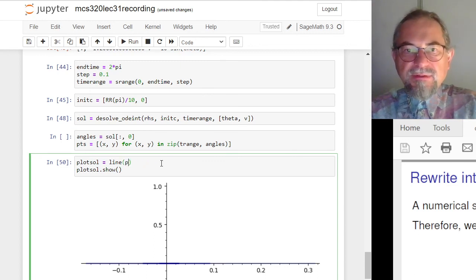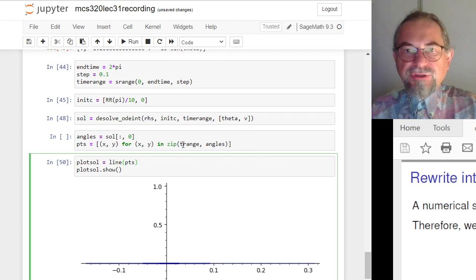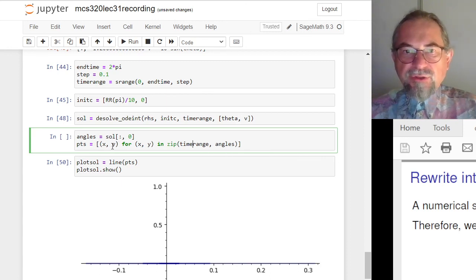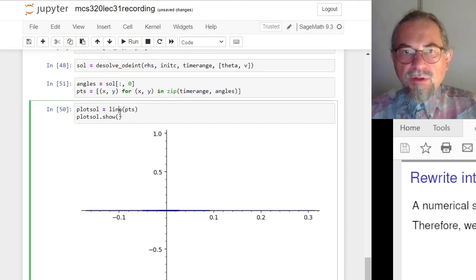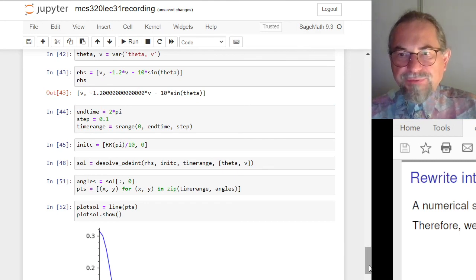So I'm zipping. The column of angles has the same size as the time range. So I have the time range, and I'm defining the angles here, and this zip gives me a zip object, and I turn this into a list of tuples. Okay, and this then gives me the plot.